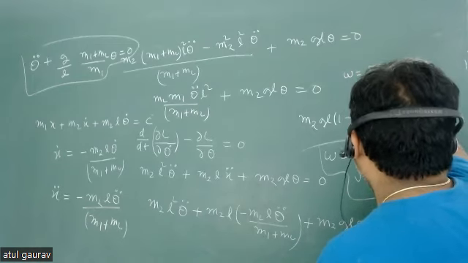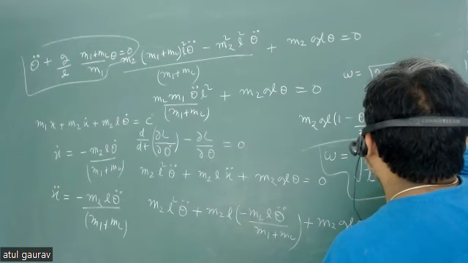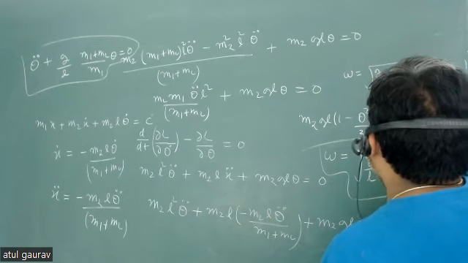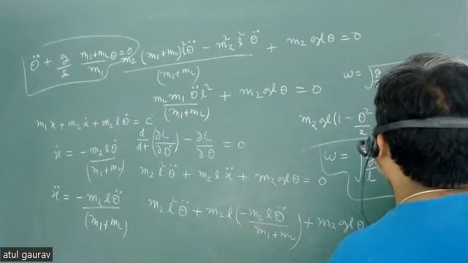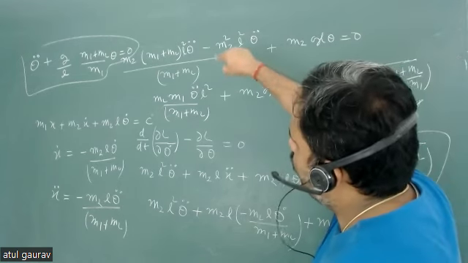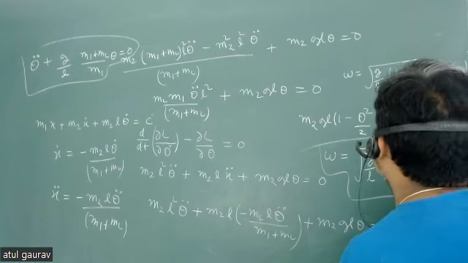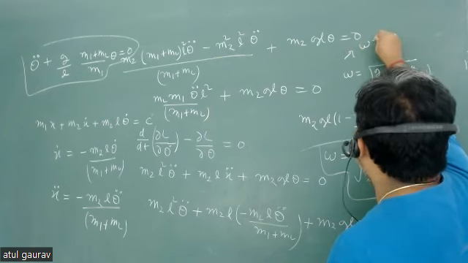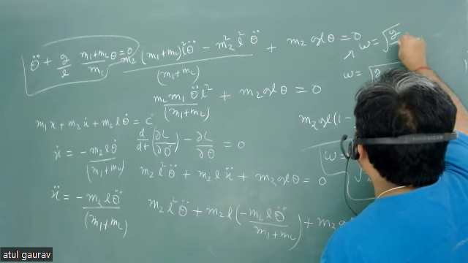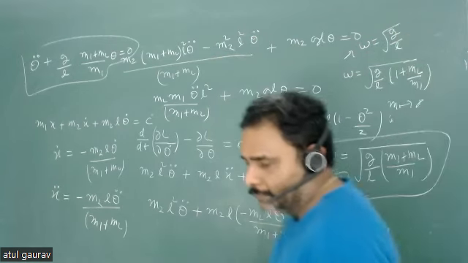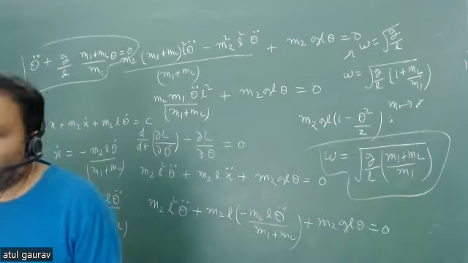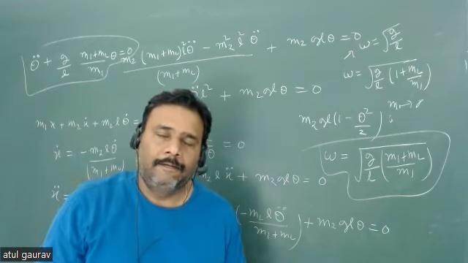G upon (L1 plus m2 by m1). When m1 tends to infinity, that means the point of support is fixed. Then omega is equal to, so I am writing here, omega is equal to what? Root under G upon L, isn't it? That is the angular frequency for a simple pendulum, isn't it?